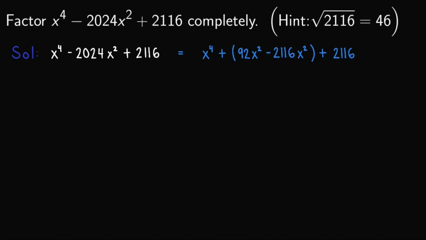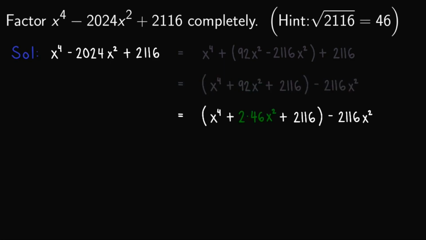Now from this, what we'll be doing is we'll be combining or grouping certain terms. So that is, we'll combine x raised to 4, 92x squared, and 2116 to obtain this. Then we just copy the term that was left out, which is negative 2116x squared. And so this is what we have so far. Now what else can we do? Take note that 92x squared can be expressed as 2 times 46x squared to obtain this.